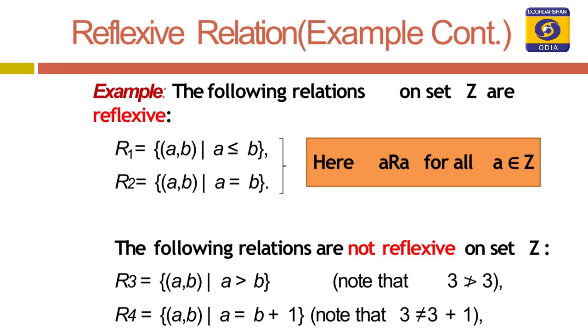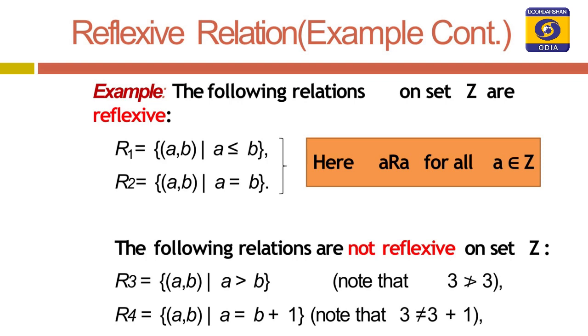Similarly, R4, which you see on the screen, is the set of ordered pairs (a, b) such that a is equal to b plus 1. Now, you put A in place of B. No integer A can be equal to A plus 1. A will never be equal to A plus 1. 3 cannot be equal to 3 plus 1. So, 3 cannot be equal to 4. Similarly, 4 cannot be equal to 5. So, the relation R of (a, b) such that a is equal to b plus 1 is not reflexive on the set of integers.